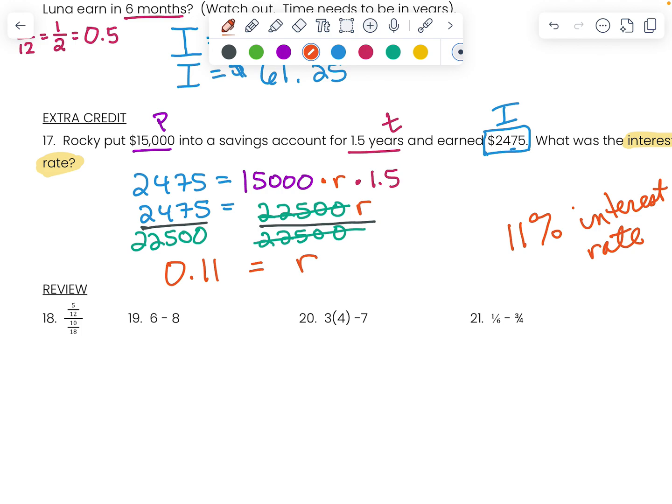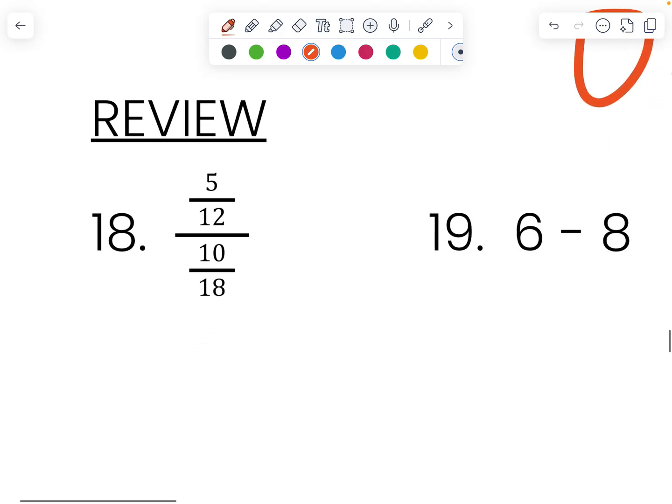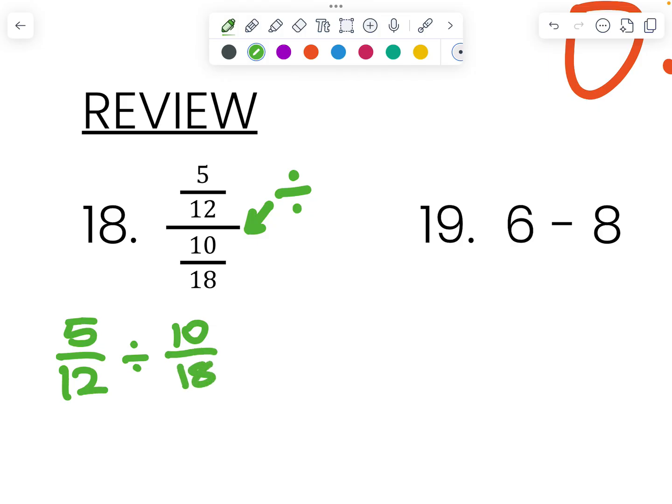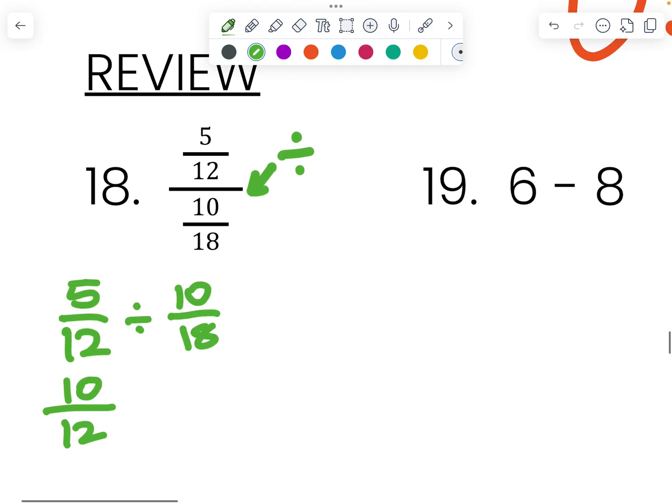All right, last ones. I love these problems so much. That's division. Let's do it. All right, 5/12 divided by 10/18. You guys know we keep, change, flip, whatever. Change it to multiplication. Find the reciprocal. There it is. All right, you can multiply straight across and then simplify. You're going to get the same answer.